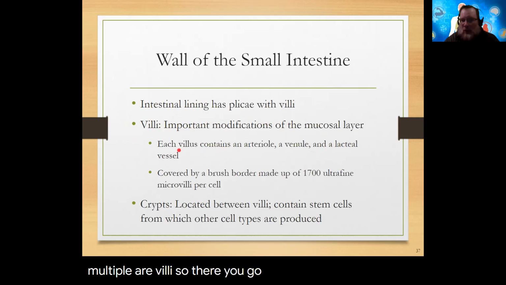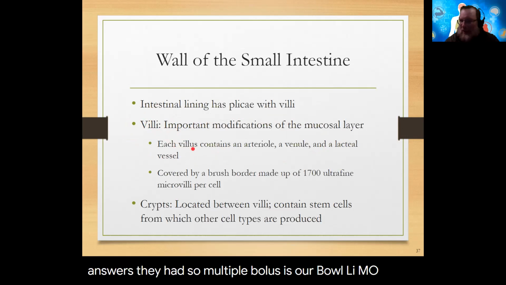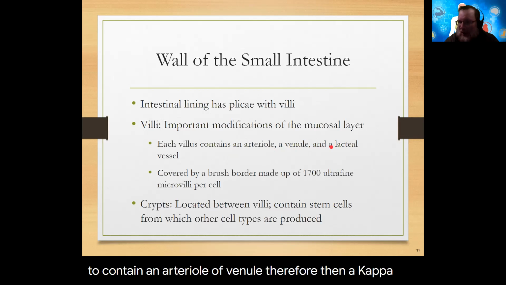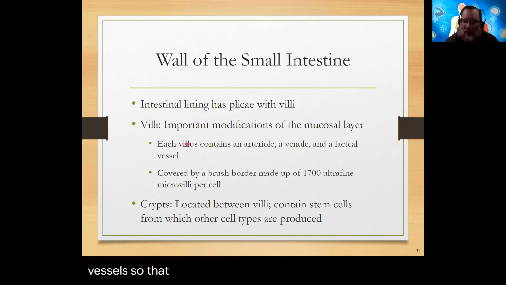So there you go, bolus, boli. Well, I guess that answers that. So multiple bolus is boli. Multiple villus are villi. Anyway, each villus is going to contain an arteriole, a venule, and therefore a capillary vessel, and they call it a lacteal vessel.